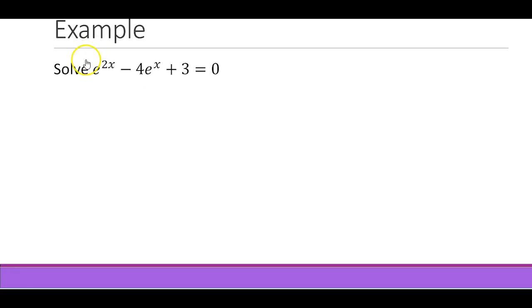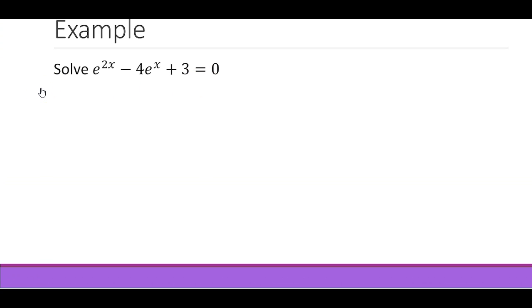This next example has us solve e^(2x) - 4e^x + 3 = 0. And this one's a tricky one. It's just going to take practice to recognize that what this looks like here is a quadratic. This is what is called in quadratic form.